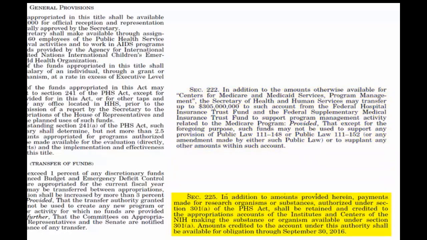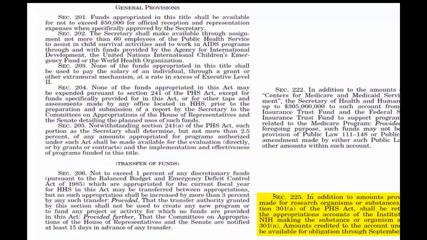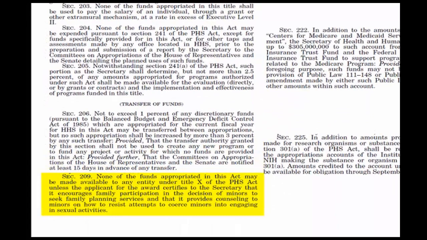Section 225 permits NIH to keep payments for research organisms for 2 years. Let's take a look at some negative provisions. Section 203 prohibits paying the salary of an individual through a grant, for example, at a rate higher than executive level 2. Section 209 restricts family planning funding unless certain conditions are met.